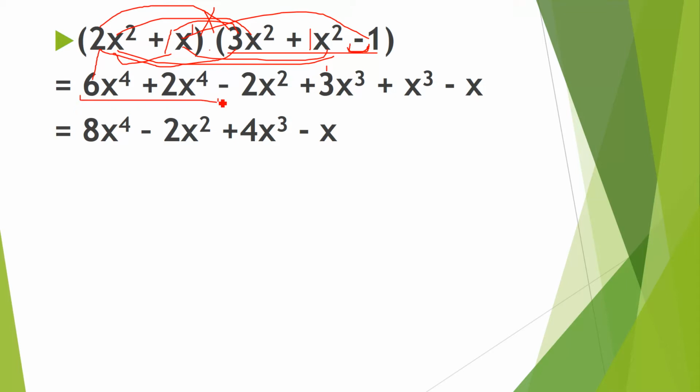See, this is 6x^4 plus 2x^4, and this is minus 2x square. You do not have any other x square, so it will remain the same here. 3x cube, positive x cube, minus x, negative x, you do not have any other x, so it will remain the same here as well. So 6 plus 2, 8x^4. Now here we are doing addition. In addition, you do not have to add the exponents of the same base or same variable. Here we are doing addition, so you only have to add the coefficients. 6 plus 2 is 8, x^4 will remain the same.